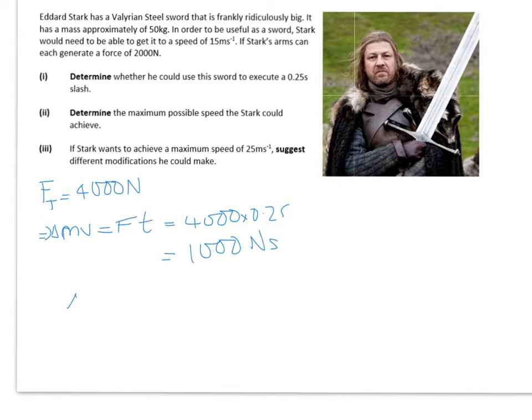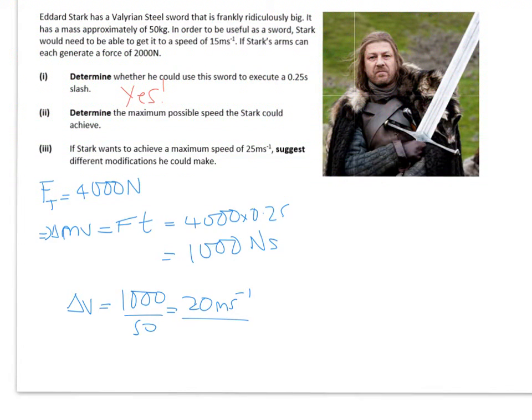So then we know that the change in velocity is going to be 1,000 divided by 50, which gives you a 20 meters per second maximum speed that is achievable there by dividing by the mass. So in 0.25 seconds you can get up to 20 meters per second. Therefore, yes, absolutely, he could reach 15 meters per second.